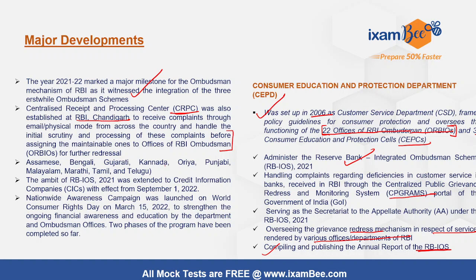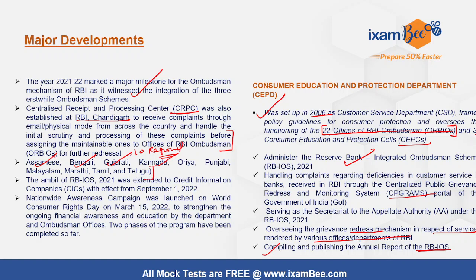Also there is one more significant thing: CRPC also hosts a contact center to assist complainants to lodge their complaints in 10 regional languages, apart from Hindi and English. So in languages like Assamese, Bengali, Gujarati, Kannada, Oriya, Punjabi, all these languages the customers can also lodge a complaint.